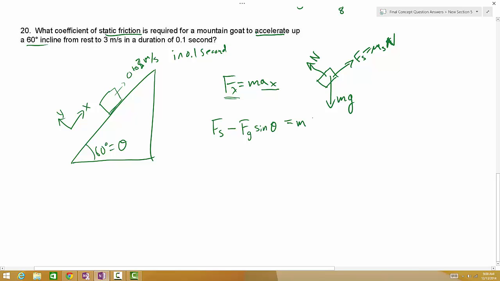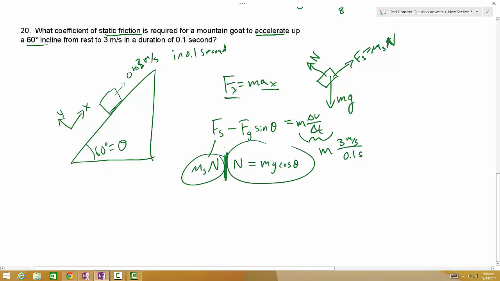But what is the acceleration in the x direction? Because we actually know it here. Well, it's delta v over delta t, and so this is just going to be m times 3 meters per second, because it's going from 0 to 3, over the change in time, which is 0.1 seconds. So now all we'd have to do is solve for the coefficient of static friction, but in order to do that we need to know that this is equal to mu s times the normal force, and keep in mind that our normal force is going to be equal to mg cosine theta. With this piece of information and this equation here, we should be able to solve for the coefficient of static friction.